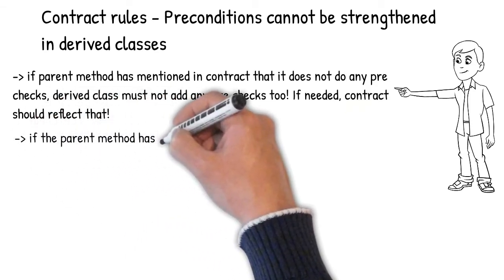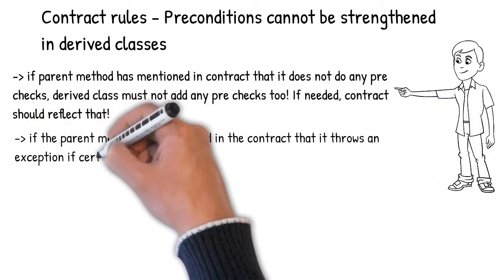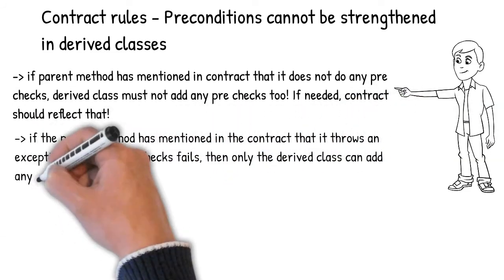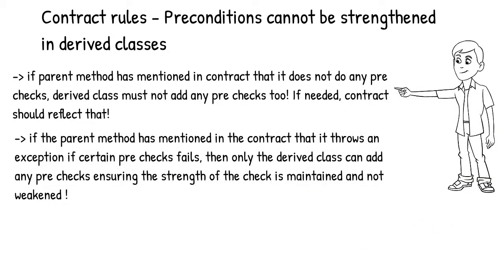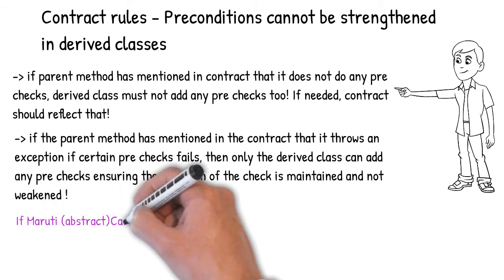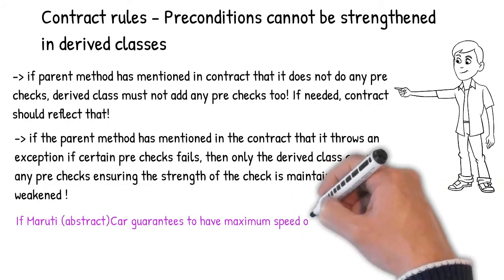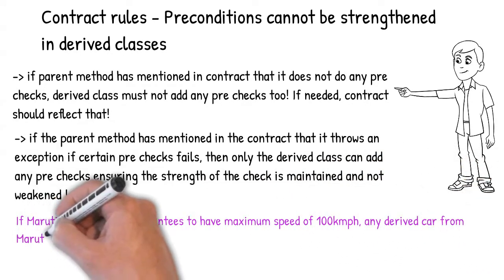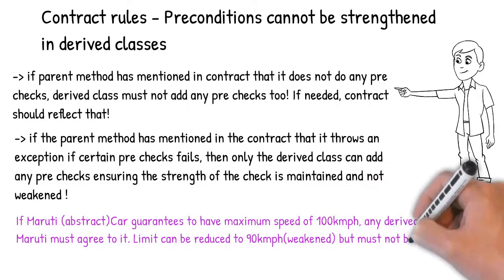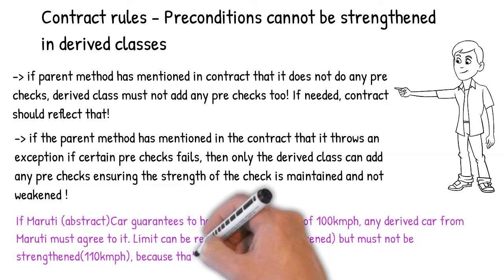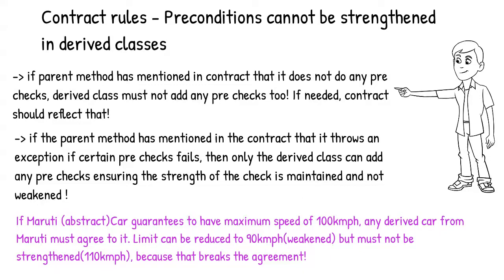The second point is where the parent method has mentioned in the contract that it throws an exception if certain pre-checks fail. Then only the derived class is supposed to add its own pre-checks, but ensuring the strength of the checks is maintained. A simple example to understand these points is where a Maruti car guarantees to have a maximum speed of 100 kmph. Any derived cars from Maruti must agree to this contract. A derived car can reduce the speed from 100 to 90, but it must not increase it from 100 to 110, because that is breaking the agreement.